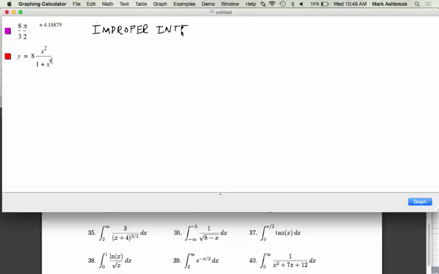Improper integrals. Type 1, we won't spend long on this, but type 1 is the ones we've been doing. Infinitely wide intervals. Either we're going to let that thing go out to positive infinity, or we're going to start at negative infinity. That's the ones we've seen so far.